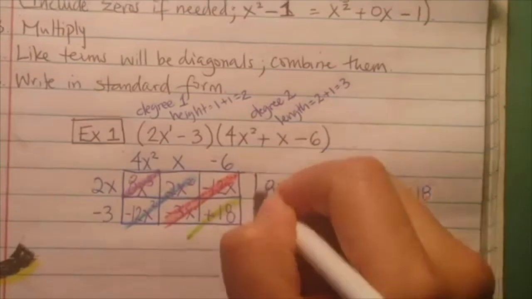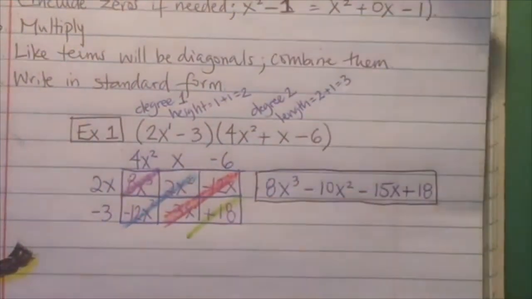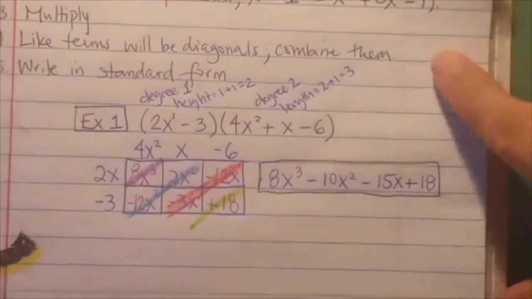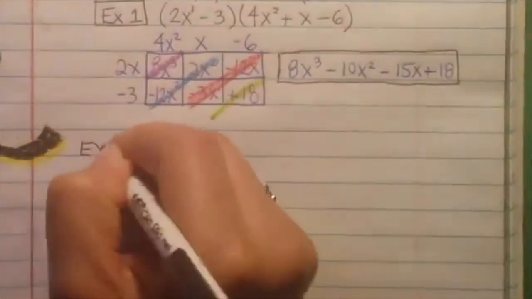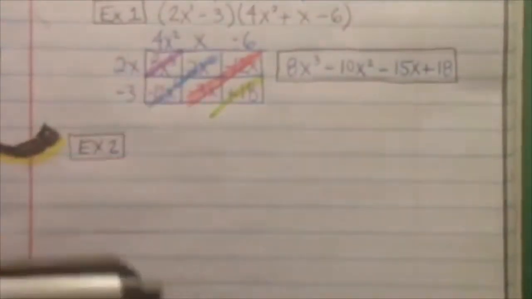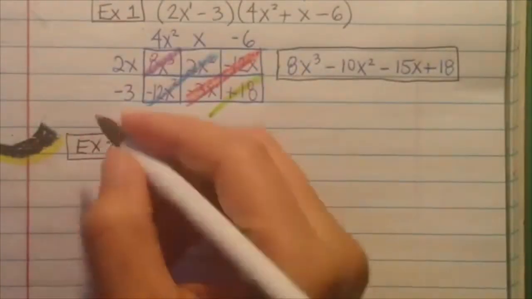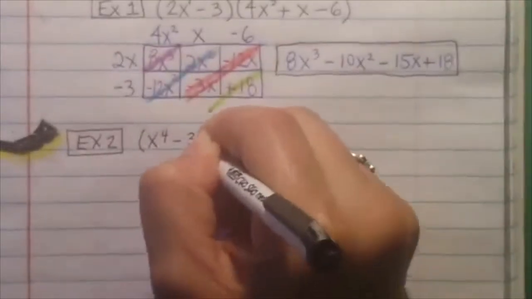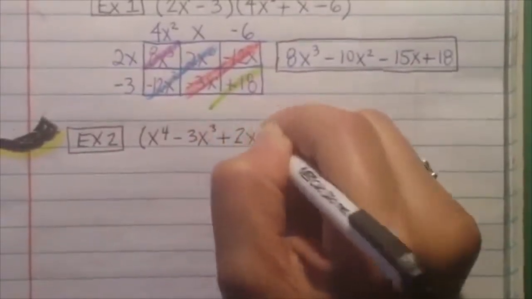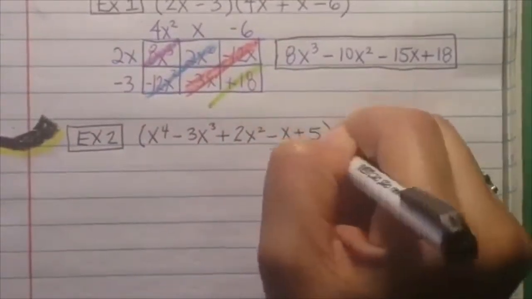So multiplying is really just like the lattice multiplication, and this makes it so simple because it's already in order and you don't skip anything. But let's see if we were missing something, if we had to put a 0. So let's look at another example. Alright, so we have x to the 4th power minus 3x squared plus 2x squared minus x plus 5 multiplied by 2x squared plus 4.